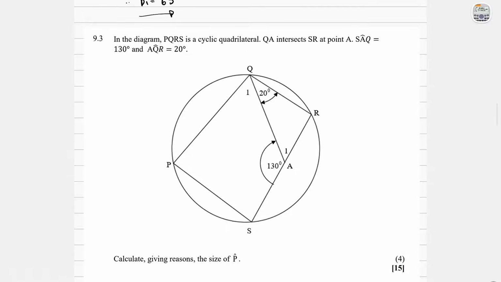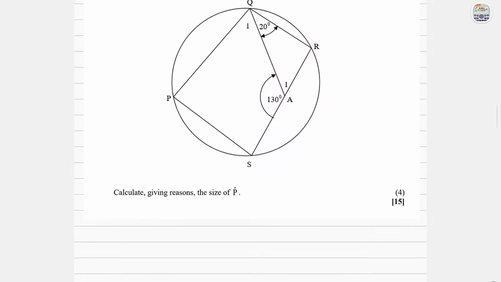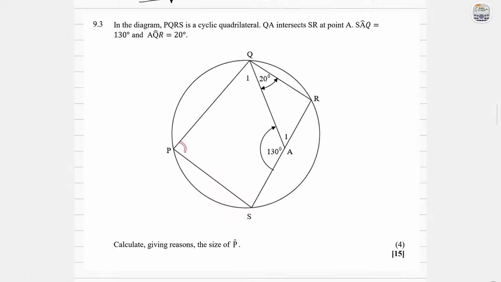Question 9.3 says, in the diagram, PQRS is a cyclic quadrilateral. And we have QA intersects SR at point A. And angle SAQ is 130 degrees. We are also told that angle AQR is 20 degrees. And the question is to calculate, giving reasons, the size of angle P. So this angle over here.